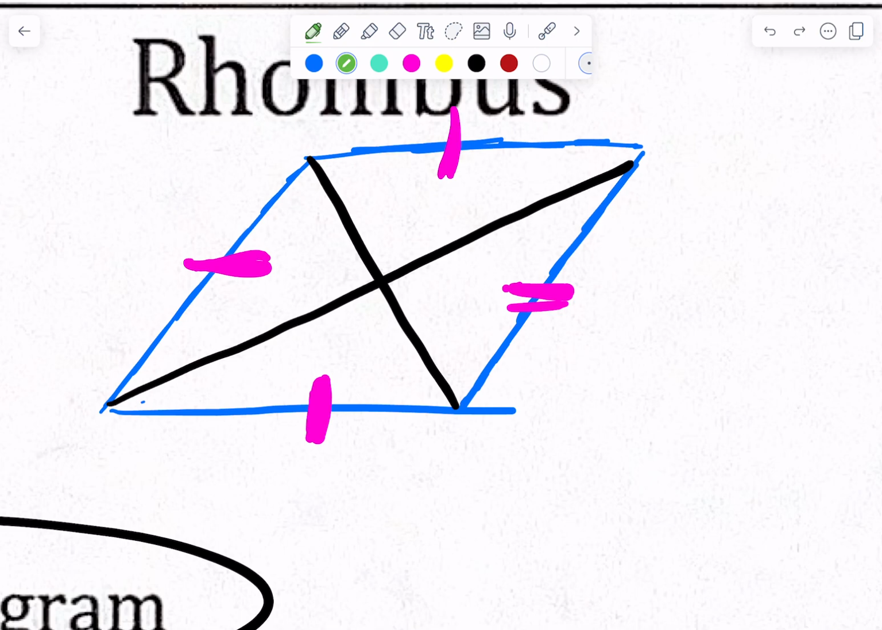Bisect. We already know they bisect. What's true about the diagonals? Look at where they come together. There's something real fancy right here that happens. They make 90 degrees when they come together.